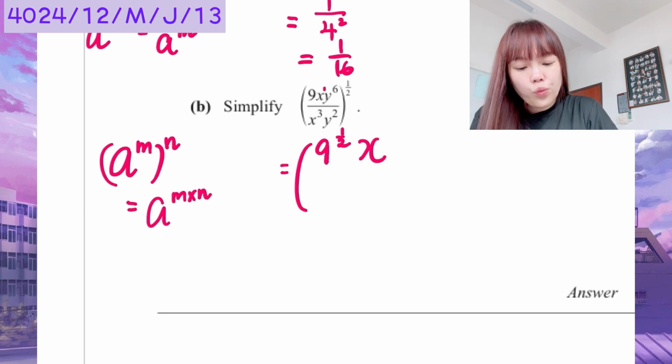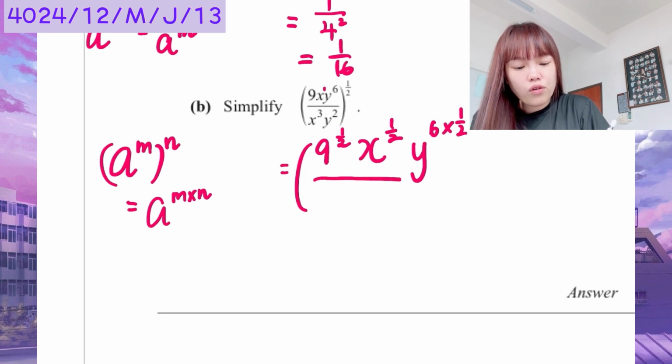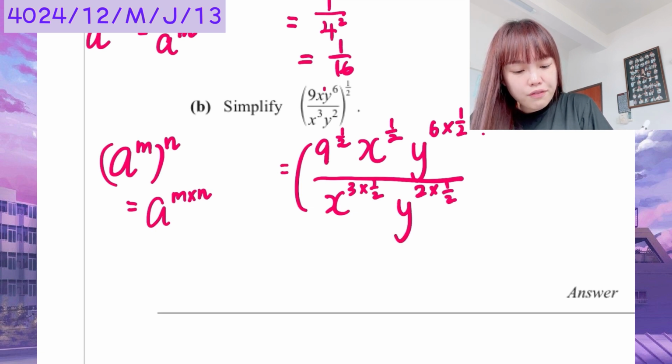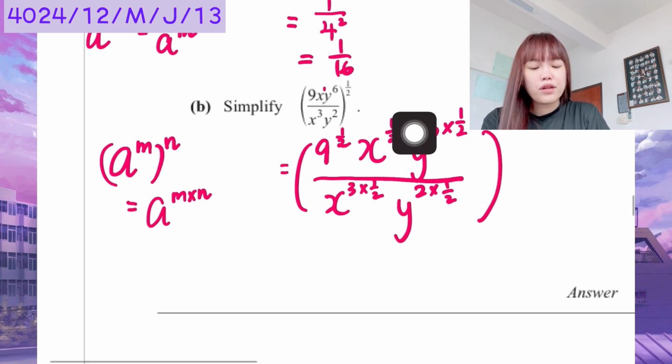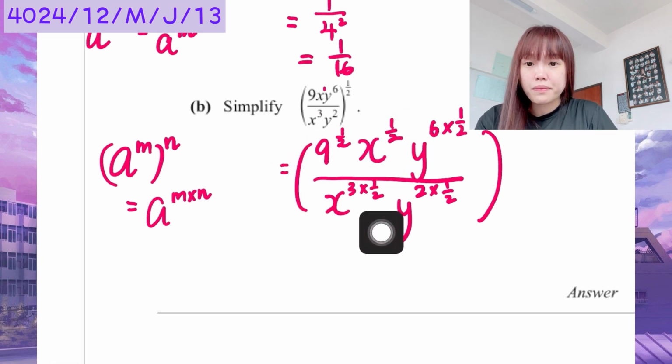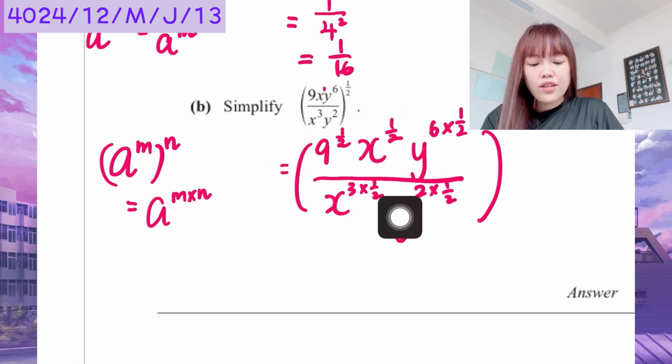Okay, so this is 1. 1 times half is half. And then y is 6 times half. Okay, and then over x also 3 times half. Y, these 2 also times half. You can see the half belongs to every single term here. Okay, it belongs to the 9x, y, and also this one.